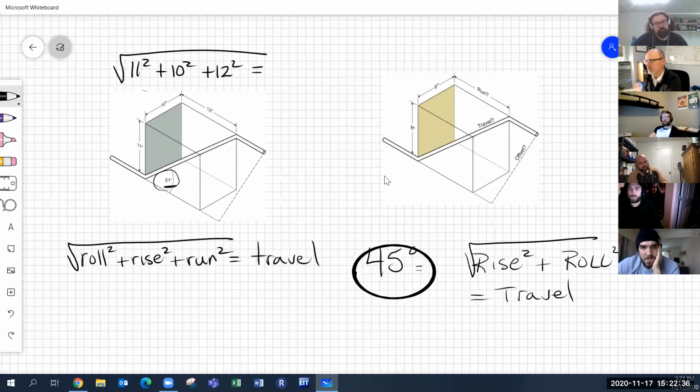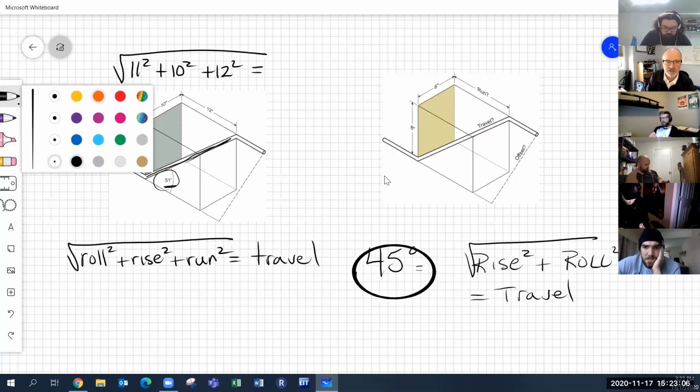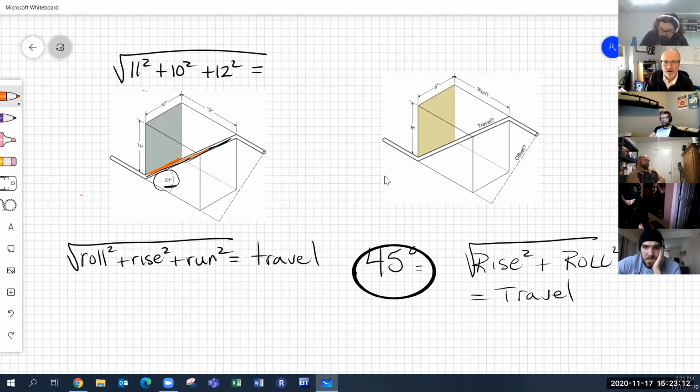You should be able to know that you have to use this calculator, the one you get. I know you guys know this. So if I go 11 squared plus 10 squared plus 12 squared equals 365, shift square root. This roll then, or this piece of pipe right here, is 19.1.